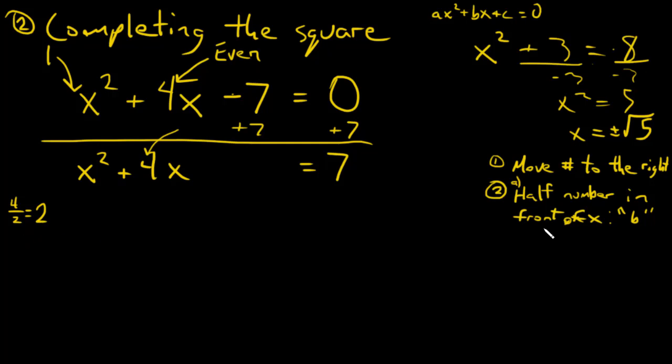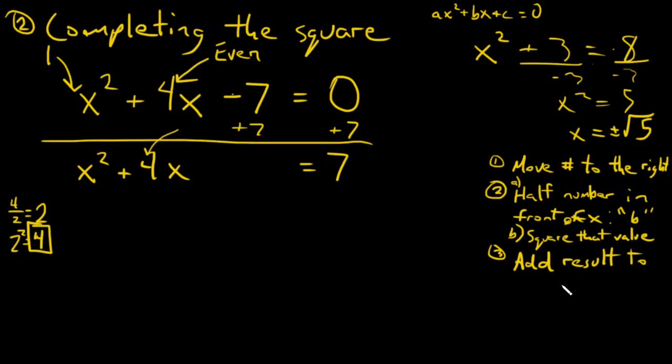Okay? Part B, square that value. Okay? So 2 squared equals 4. Okay? So I take this value now, add the result to both sides. Okay? Here's where the space comes in handy. Plus 4, plus 4.